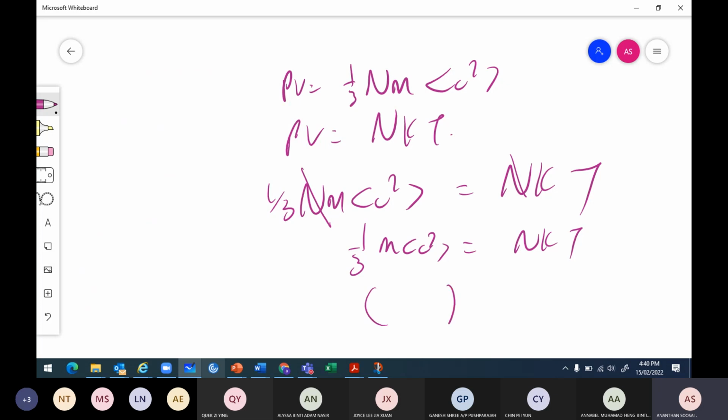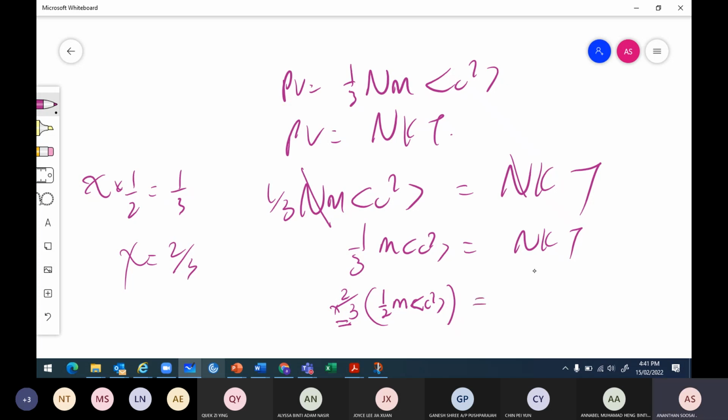You want to create half mc squared inside here, but it's actually 1/3. What times half will become 1/3? x times half is equal to 1/3. So what is x? This x outside here is 2/3, right? Outside is 2/3, and 2/3 times half is 1/3.